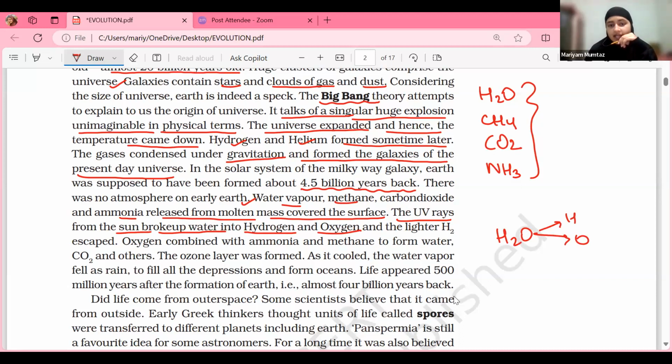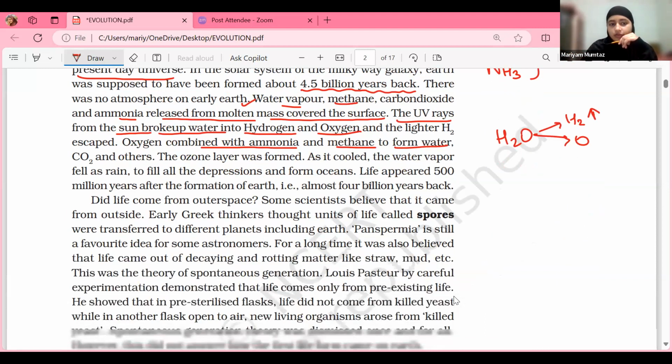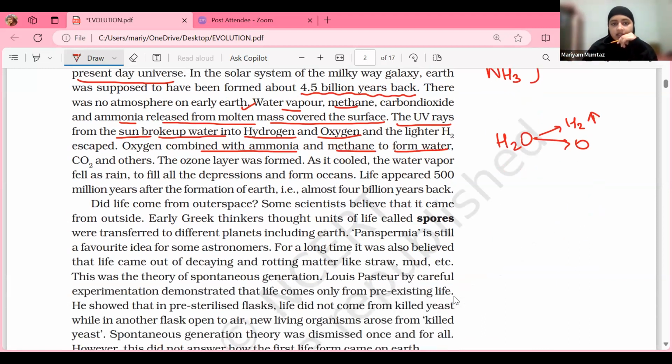And the lighter hydrogen, the H2 molecule, escaped because the lighter gas would always go up, right? And the heavier gas would stay down. So the lighter gas, that is H2, escaped. Now, oxygen combined with ammonia and methane to form water yet again, CO2, and other compounds. Now, after this, the ozone layer was formed.